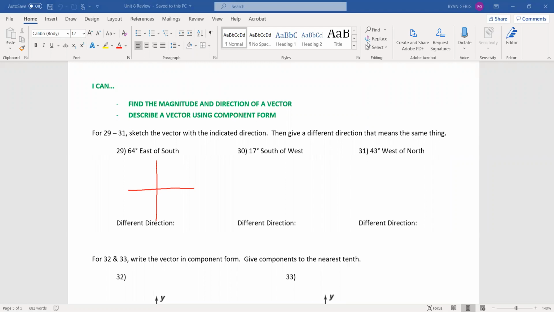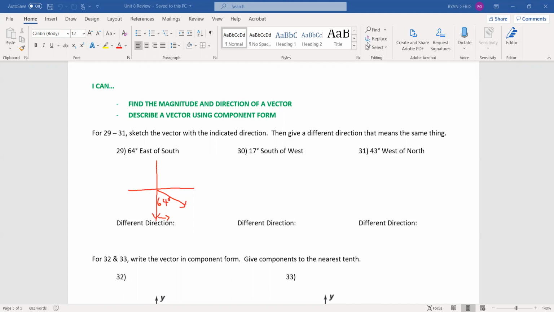So south one is here. I'm going to travel east, so this way. 64 degrees, so it's over halfway, so I'll go something like that. Make sure you put the 64 degrees in there. Okay, that is 64 degrees east of south.